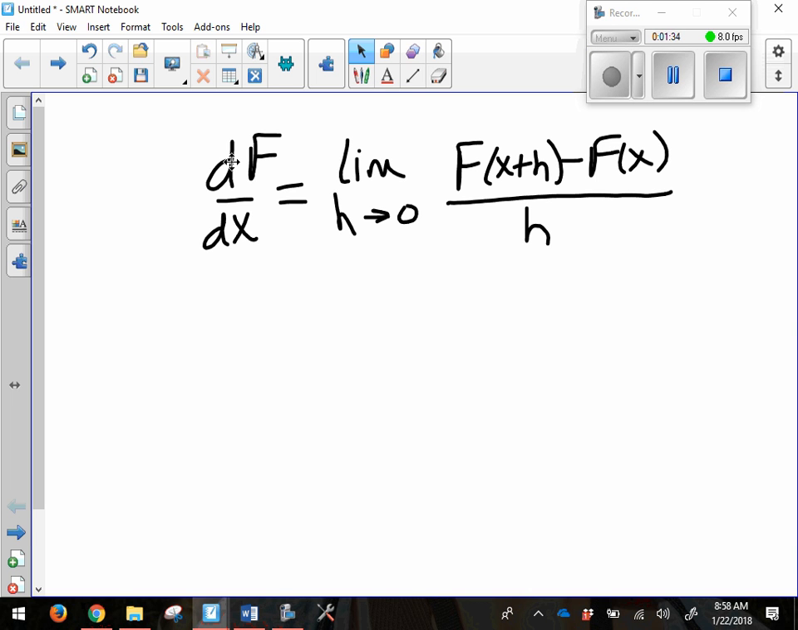Okay, and that takes us back to that formula that we had about taking a slope, right? And this was the slope of capital F of x between x and some point really close to it, which was x plus h. And then what we're going to do to find the derivative is make the separation between those points be really, really, really, really small.